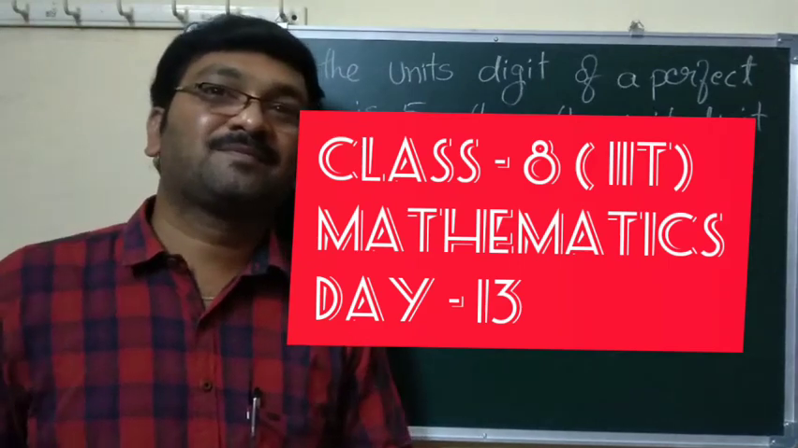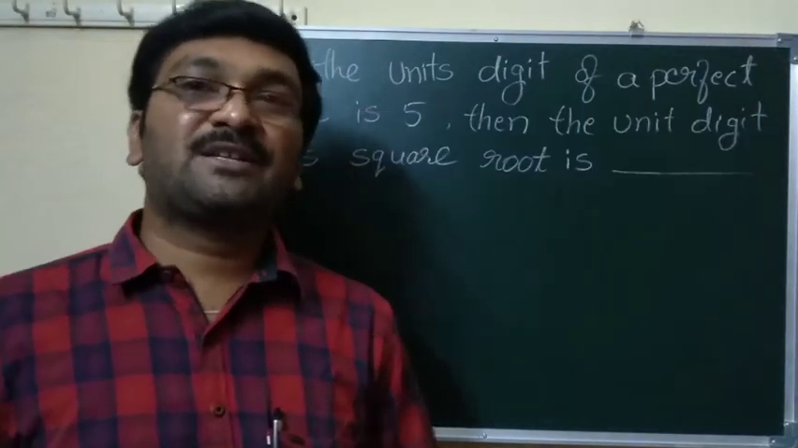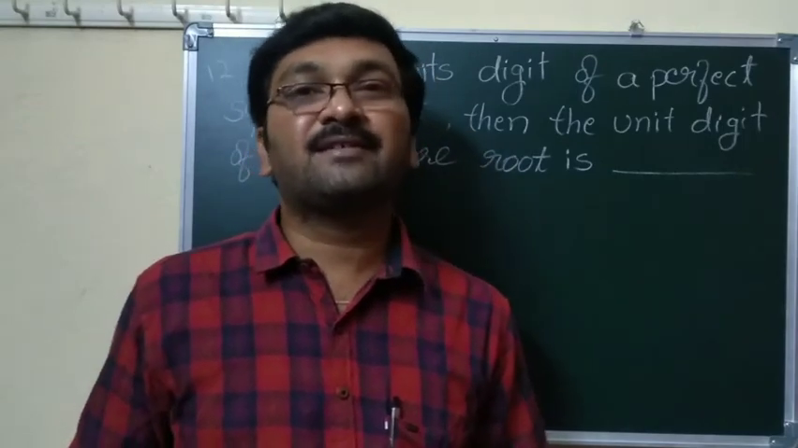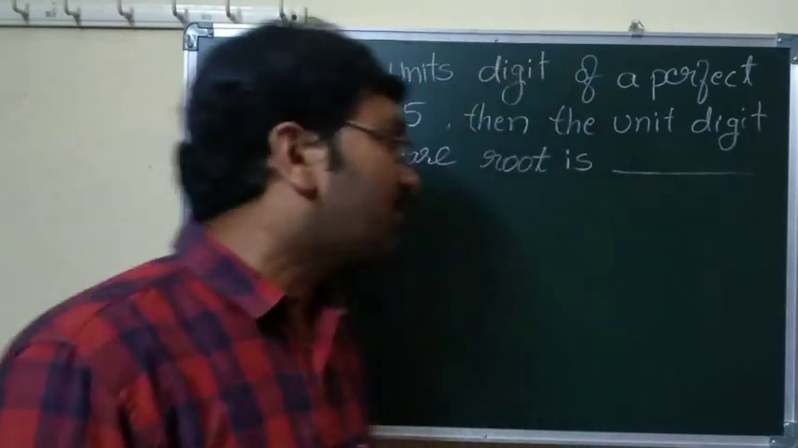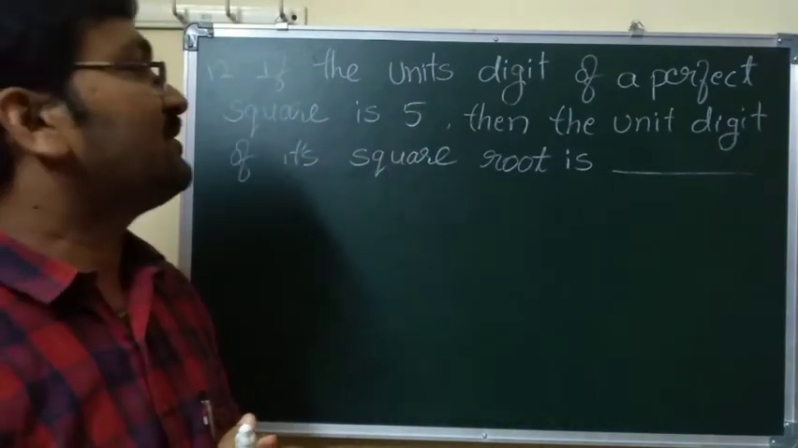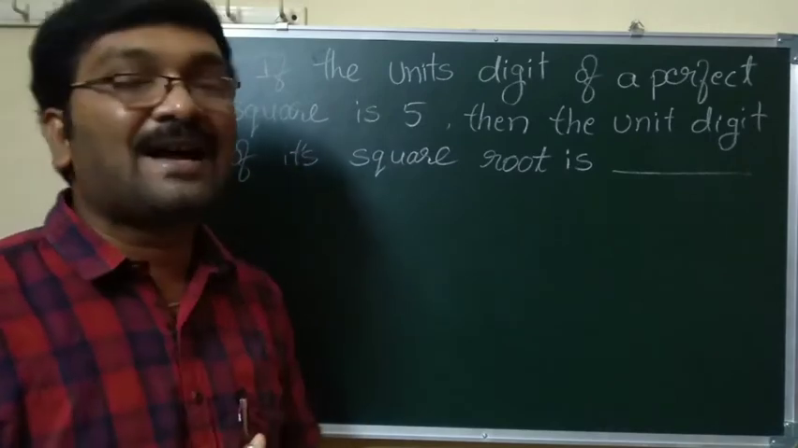Hi everyone. In the previous class we completed up to the second chapter, problems 1 to 11. Today we'll go for the 12th problem. So what is the 12th problem? If the unit digit of a perfect square is 5, then the unit digit of its square root is?